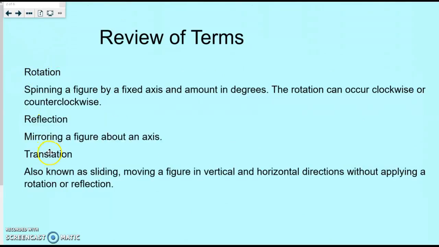So to start, we need to define these three things. First, you have rotation, which is spinning a figure on a fixed axis by some amount of degrees. And this can either be performed clockwise or counterclockwise. Then you have a reflection, which is just like how a mirror works. You reflect a figure based off of some axis and draw it on the opposite side of the axis with its reflection. And lastly, there's translation, which is also known as sliding. This is moving a figure vertically and or horizontally in a direction and applying certain moves to it.